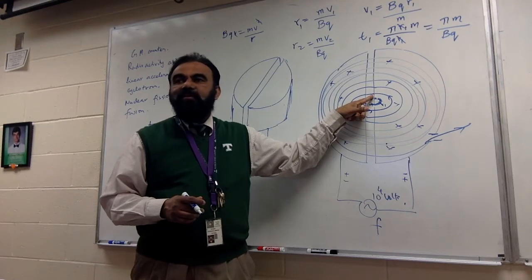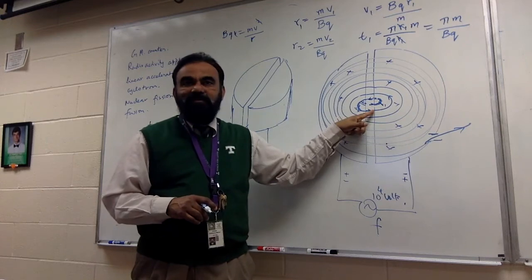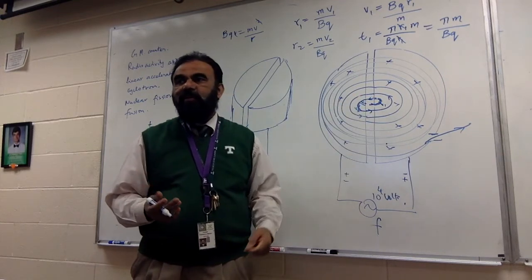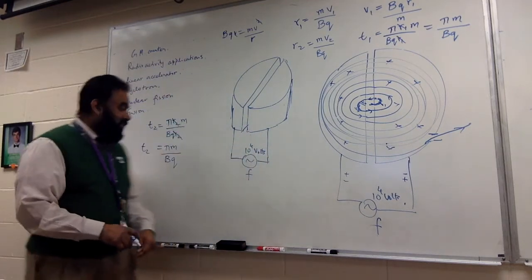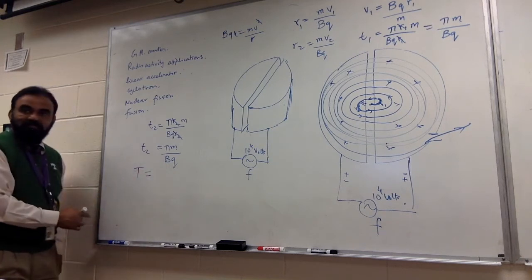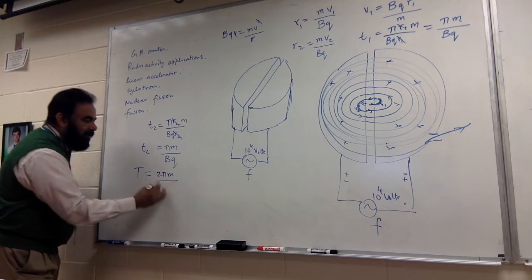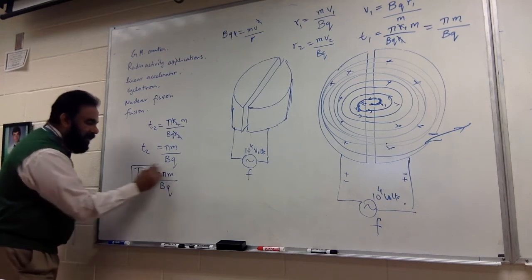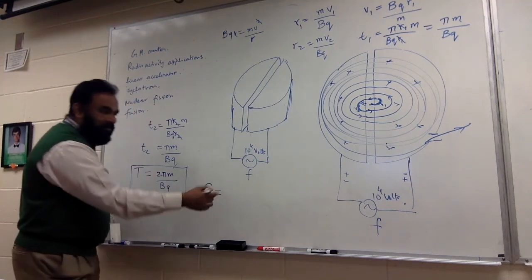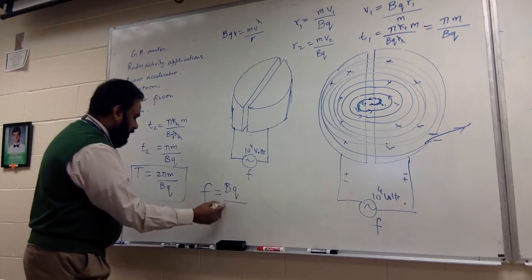What's time period? Time period is the time taken for it to go one full turn. So what is this? T1 and T2, what is that? Half a time period. So what is the time period then? It will be twice of that. Time period is 2 pi m over bq. If that's the time period, what's the frequency? It'll be the inverse of this. So it'll be bq over 2 pi m.